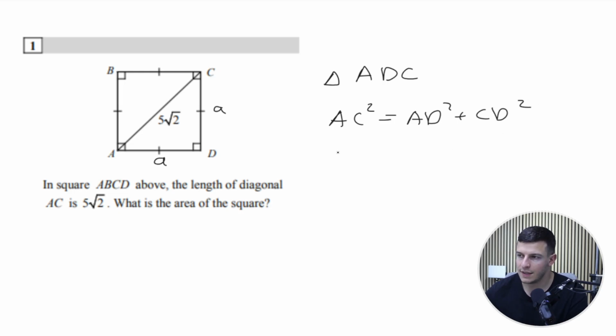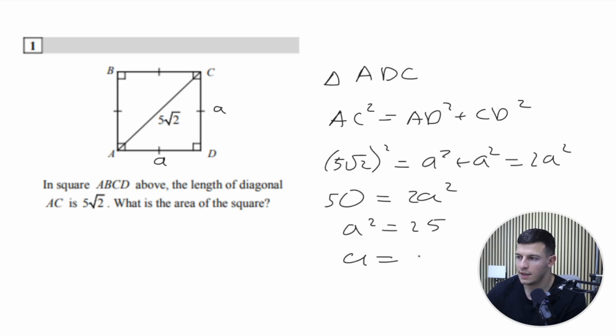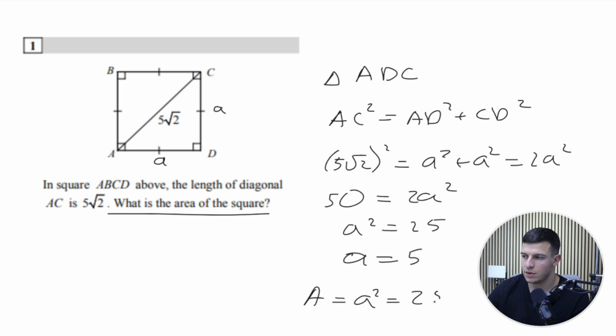Yes, we know what AC is already, (5 square root of 2) squared equals a squared plus a squared, just for simplicity, 2a squared. And if we square this one, this is going to be what? This is going to be 50, I think. 50 is equal to 2a squared. Then a squared is going to be equal to 25, and a is going to be equal to 5. So we just found the side is 5. Are we done? No, because the question asks what is the area of the square? Now the area of the square is equal to a squared, which is 25.